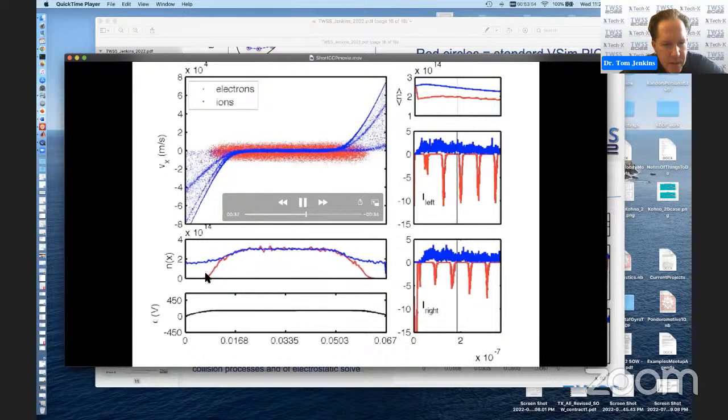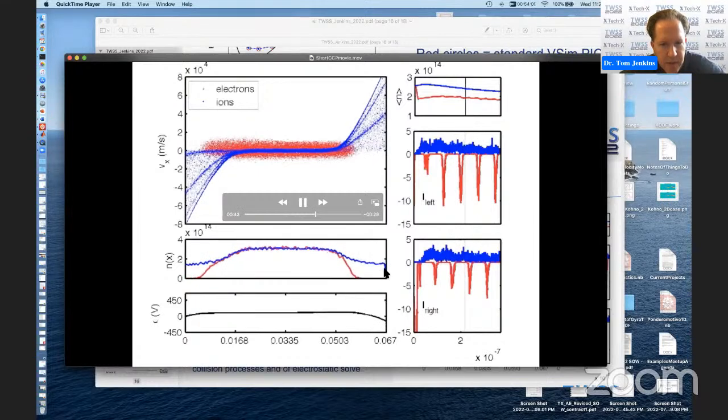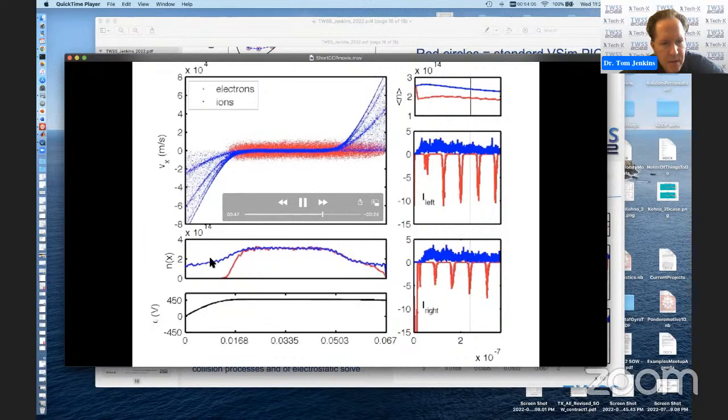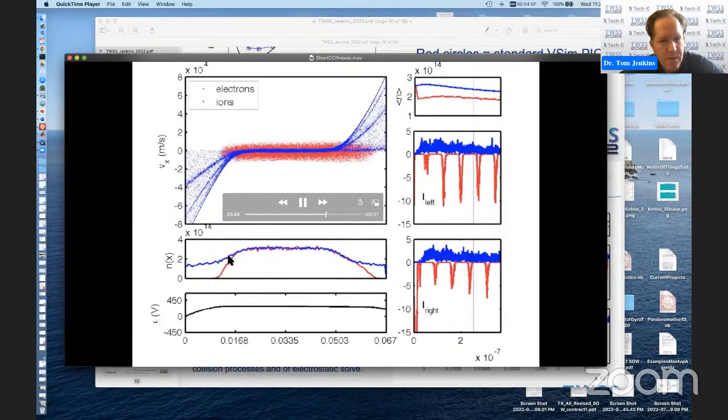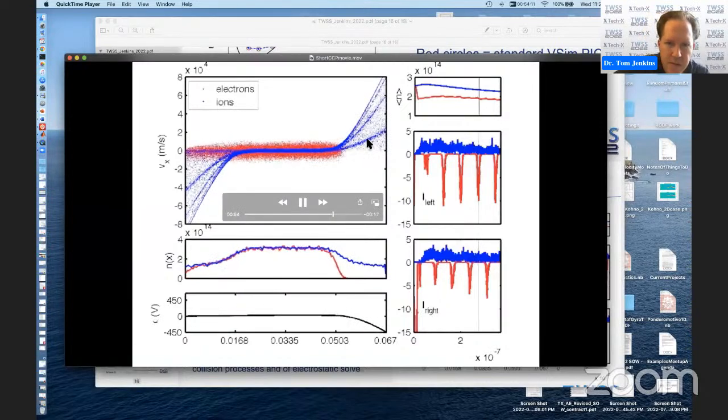You can see that the electron discharge density kind of flops back and forth in the red here. Well, the ion density is pretty steady, since the ions are not quite as responsive to the RF field. And you can also see these filamentary structures coming in.